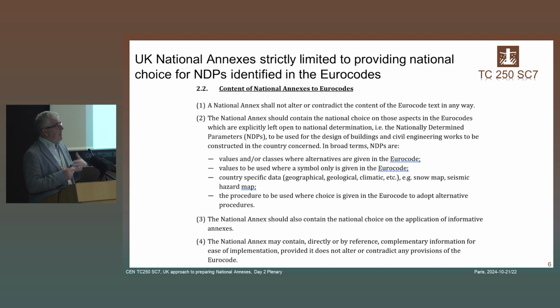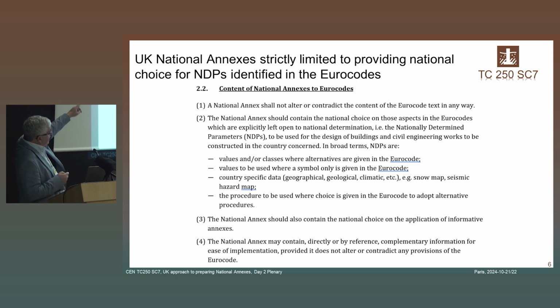But we are going to allow more complementary information to be included in the national annex. So at the moment, we only refer out to other documents. Now we're going to allow us to provide some clarity within the national annex itself, but on a limited basis. We don't want a 200, 300 page document. We want a relatively short document, but where we can add some clarity, and that will probably be dealing with things that are ambiguous in Eurocode 7, in our case, we will provide that in the national annex.